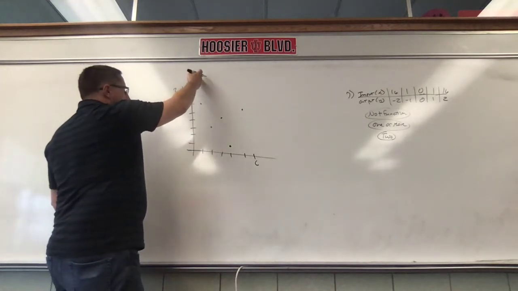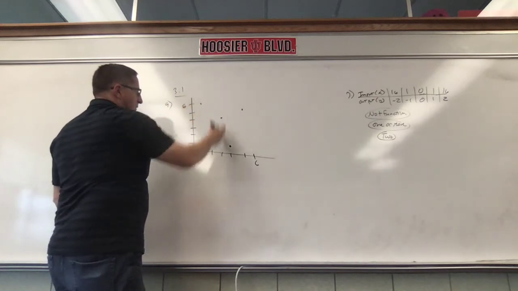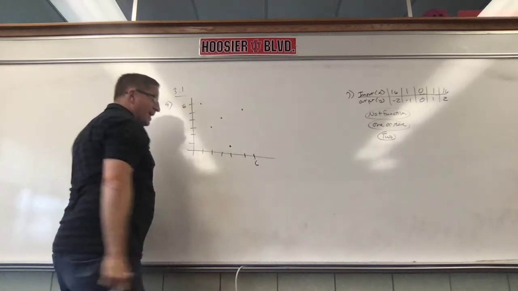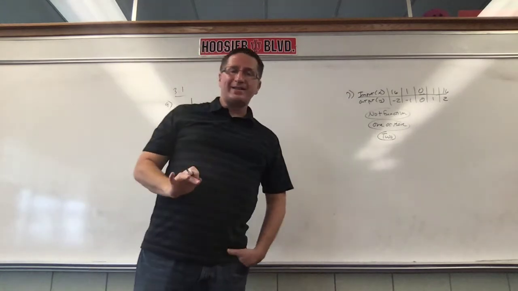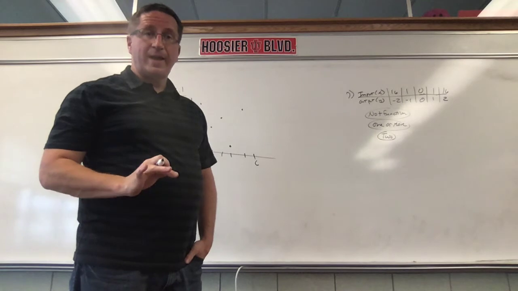Well, if I drew it right here, it's only going to hit through this one spot. It's going to hit one spot, one spot, one spot. That's good. That means it passes the vertical line test, okay? That is a function. It passes the vertical line test.